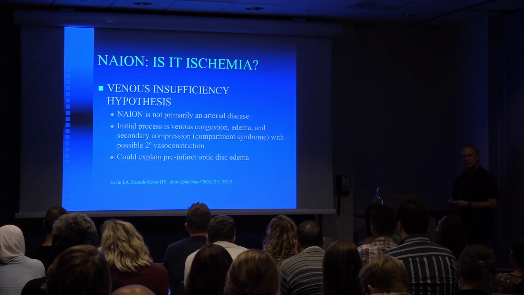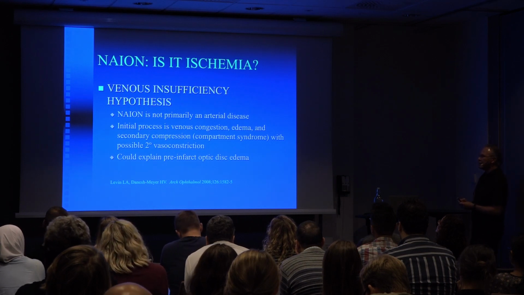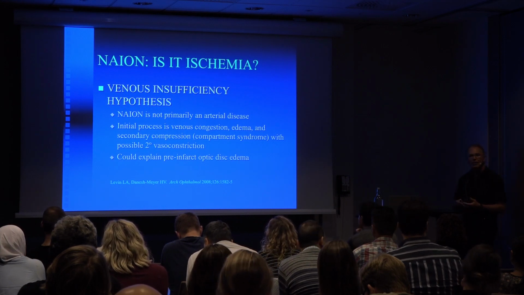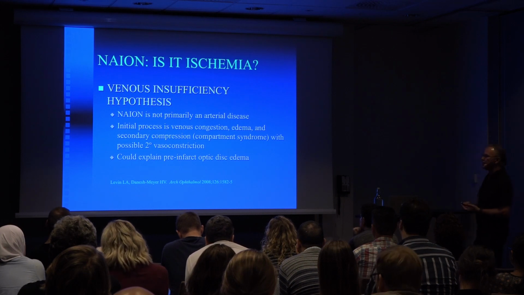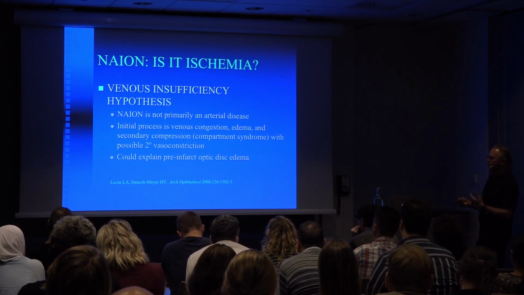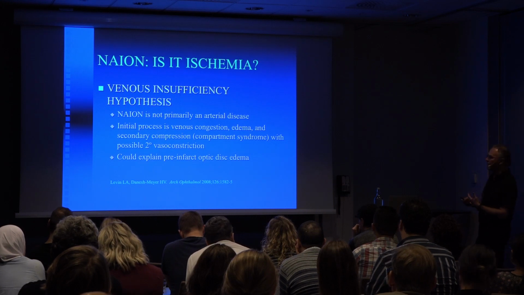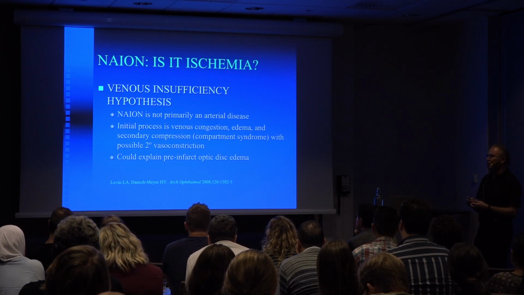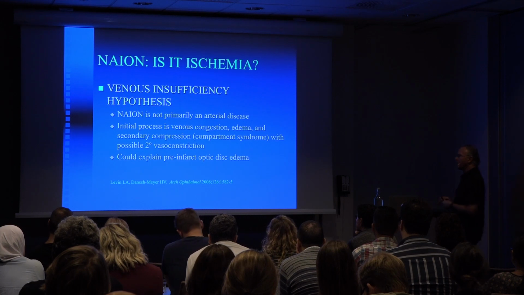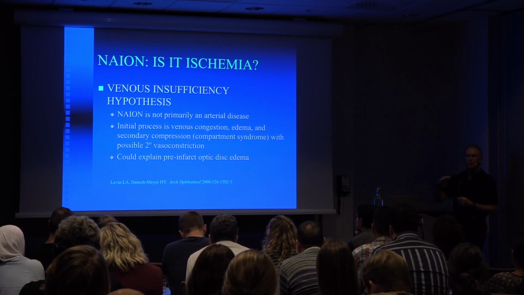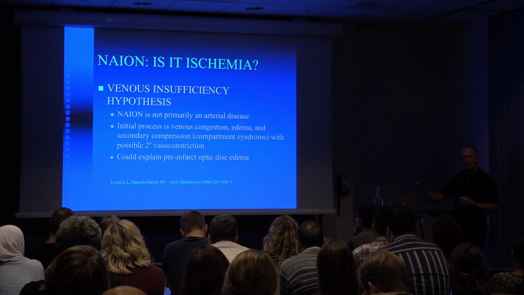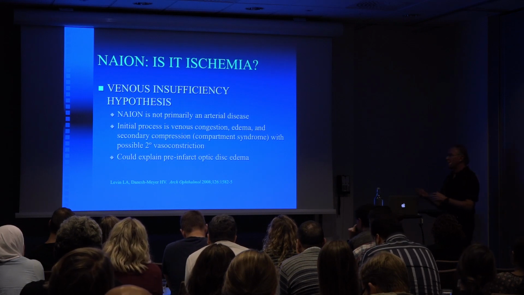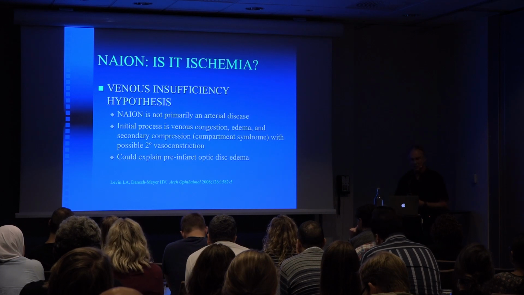There's also a venous insufficiency hypothesis. This has been proposed by Len Levine and Helen Danish-Meyer and their group, that it's not primarily an arterial disease, it's a venous disease. Venous congestion starts things off, you get edema, you get secondary compression, and you get ischemia secondary to that, with the compartment syndrome again. And you may have secondary vasoconstriction along with that as a component. And that theory kind of might help explain discs that get swollen and have normal function, and over weeks they eventually develop ischemic optic neuropathy rather than have the loss of vision at the start. So that makes some sense to me. Both of them actually make some sense to me.